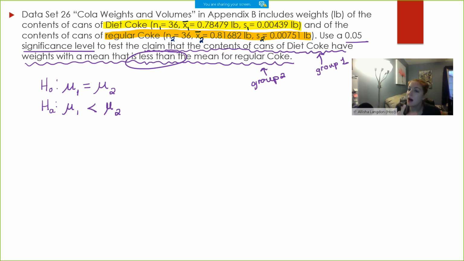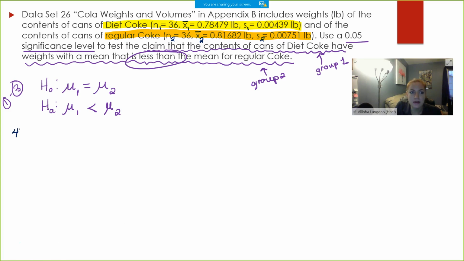So very good. So we've come up with steps 1 through 3. Woohoo! Knocked those out. So we know our claim is that Diet Coke weighs less than the regular Coke. That's essentially what they're saying here. So we need to test that claim. Let's find out if Diet Coke and regular Coke have different weights. Okay, sounds good.